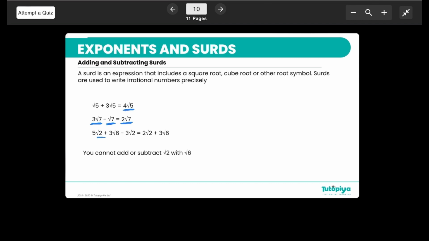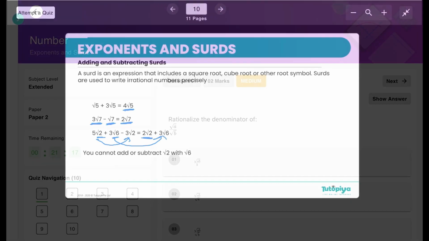But if I have root 2 and root 6, I can't add those together because the roots are different. But I can simplify 5 root 2 with negative 3 root 2 here, which then gives me 2 root 2, and the 3 root 6 just stays as it is without simplifying towards the end.